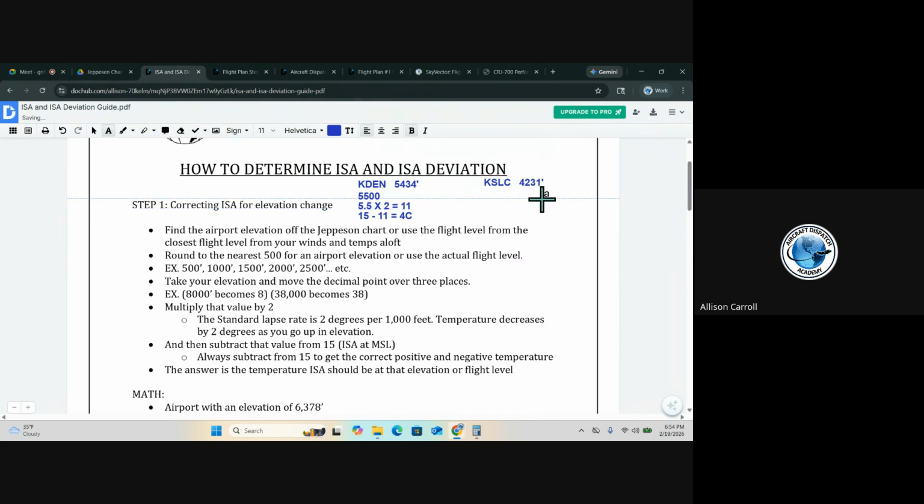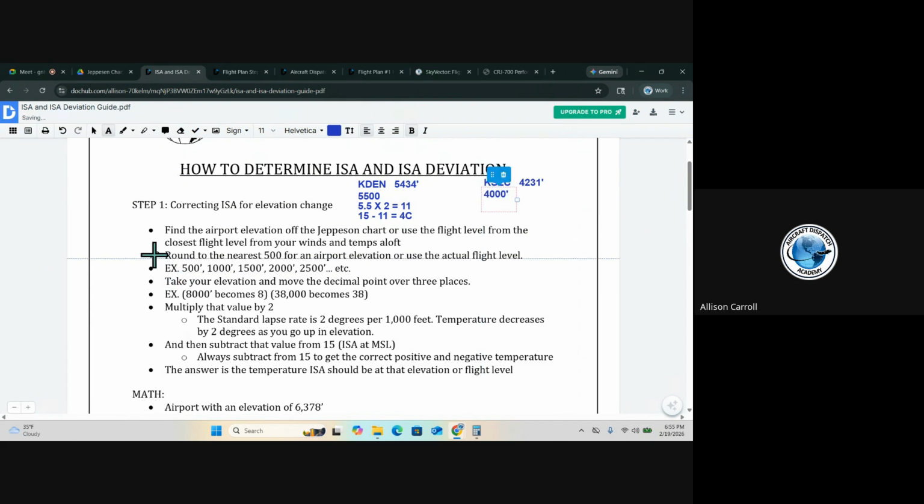4231. Now, this is a good example, okay? Round to the nearest 500, right? Well, 4231, that's pretty much right smack dab in the middle. Are we going to go with 4,000? Or are we going to go with 4,500? What do you guys think? It says nearest, so let's do 4,000. Okay, we can do 4,000.